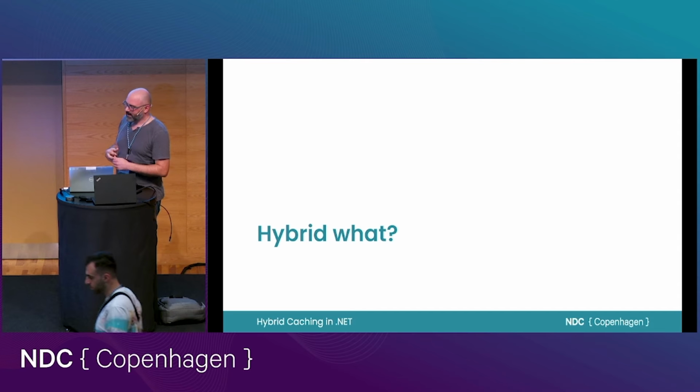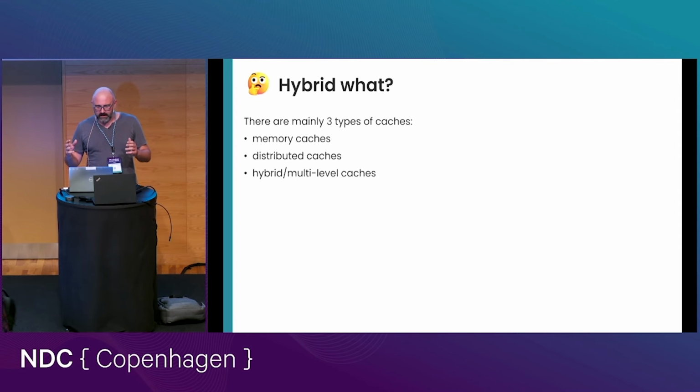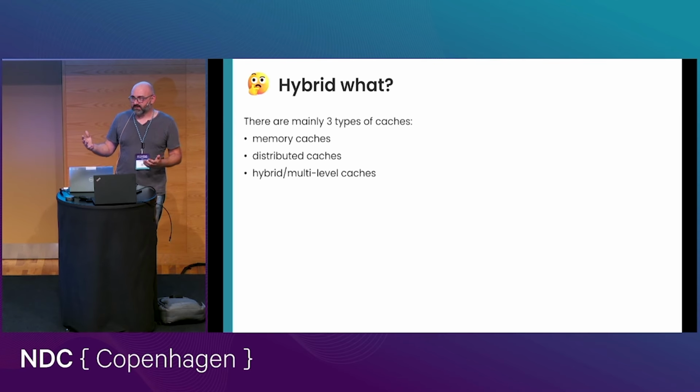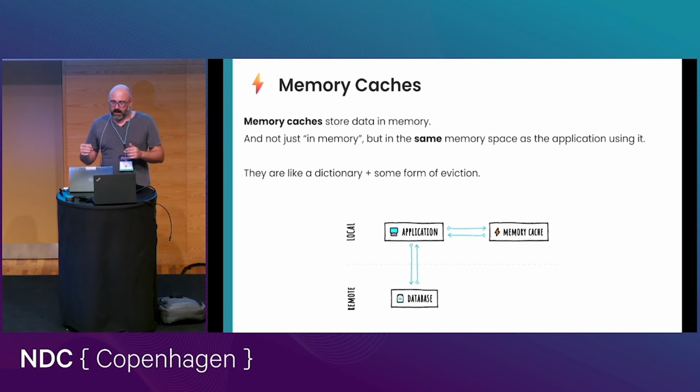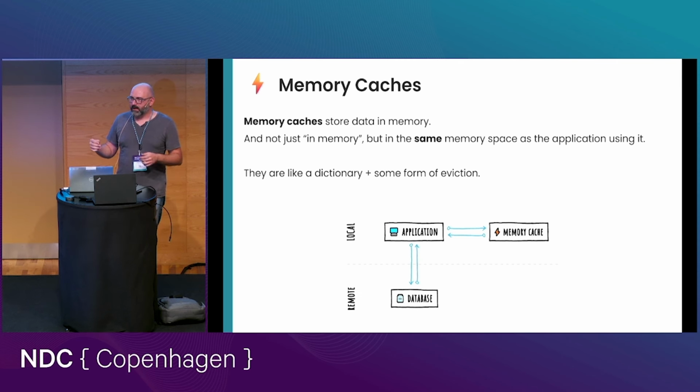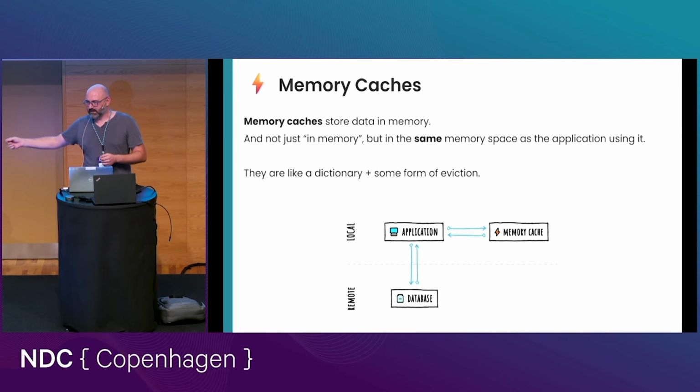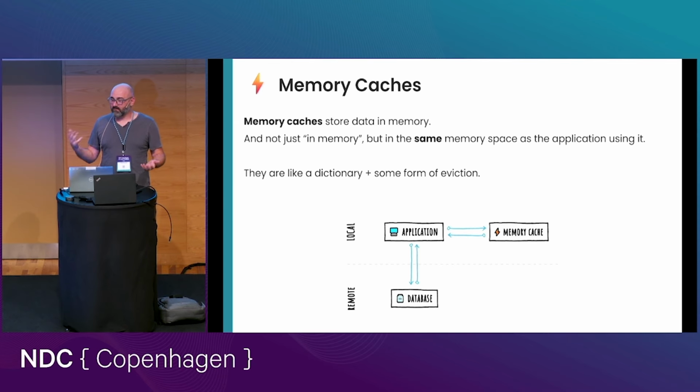So what is this hybrid caching thing? Basically, there are three main types of caches: memory caches, distributed caches, and hybrid or multi-level caches. Now, memory caches store data in memory, but not just in memory as in implementation detail, in the same memory space as the application using them. This means that they are basically a kind of glorified dictionaries. They are dictionaries plus some form of eviction, okay?